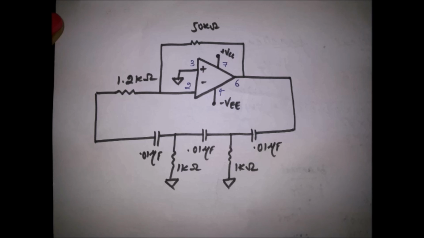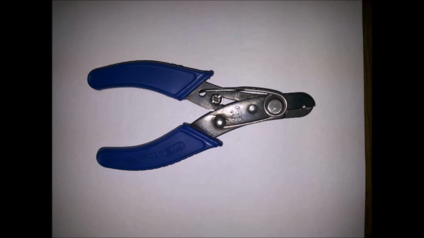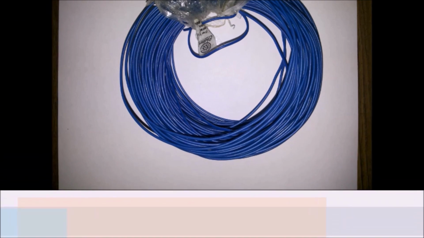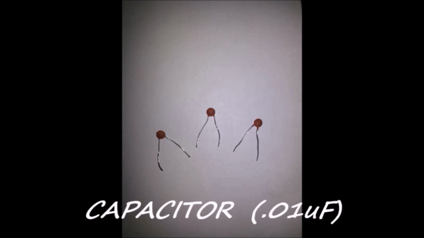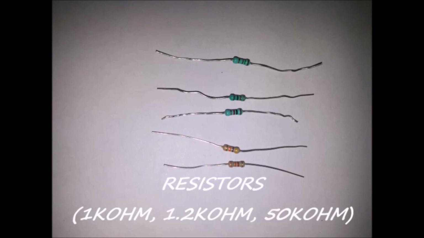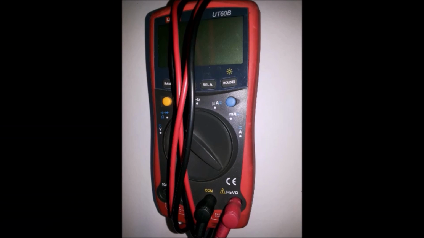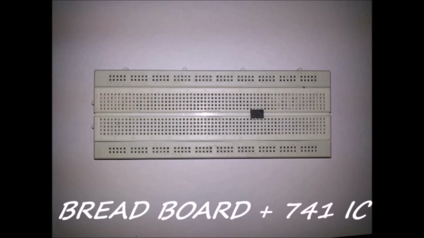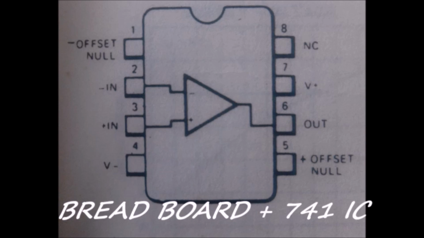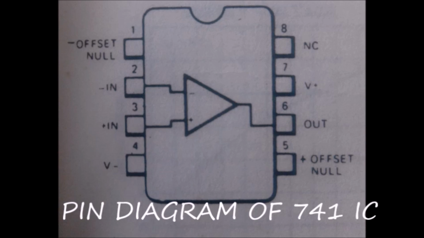Apparatus required. Now we require a cutter, the connecting wires, a capacitor of 0.01 microfarads, the resistors of 1 kilo ohm, 1.2 kilo ohm and 50 kilo ohm, a multimeter to measure resistances and capacitances, the BNC for finding our output, a breadboard and a 741 IC. Here you can see the pinout of the 741 IC.